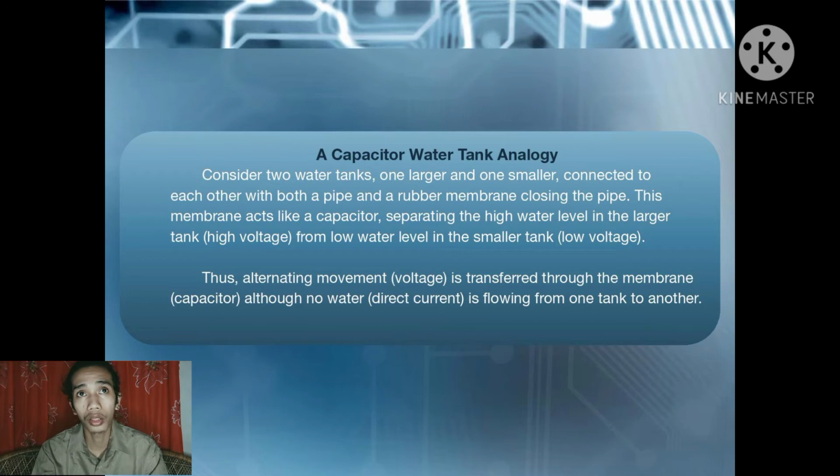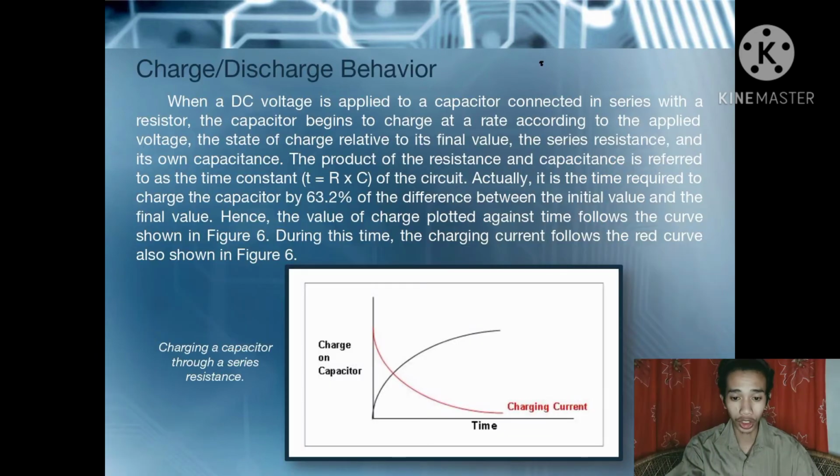Because the rubber membrane closes the pipe, it acts like the capacitor. So it stops the water from the higher tank from transferring to the lower, smaller tank. Now, charge and discharge behavior of a capacitor. When a DC voltage is applied to a capacitor connected in series with a resistor, the capacitor begins to charge at a rate according to the applied voltage.